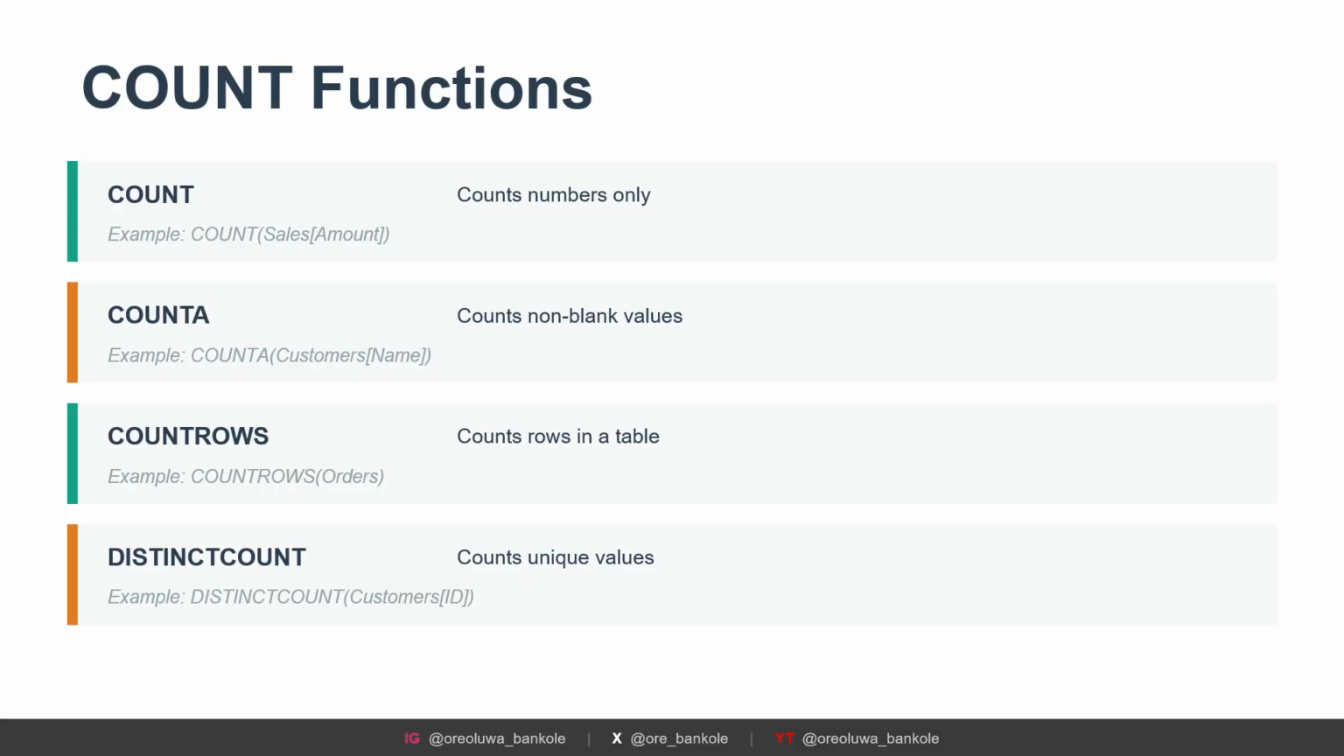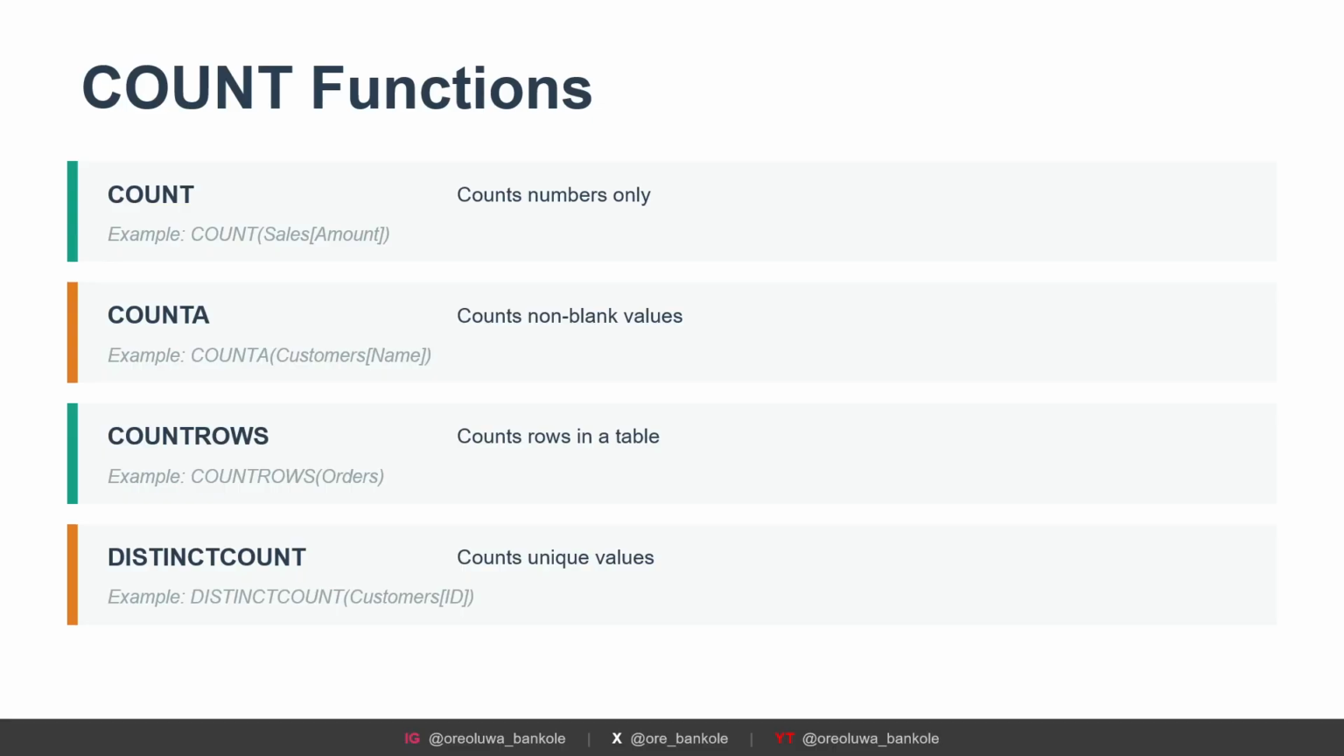Look at that. Non-blank values. There's a difference. We are going to practicalize everything, because if you don't practice it, you will not know the difference. You will not know when to use count, when to use COUNTA, when to use count rows. Count rows counts each row, whether there is a value or not. Then you have the distinct count. The distinct count counts unique values. Please take note of this.